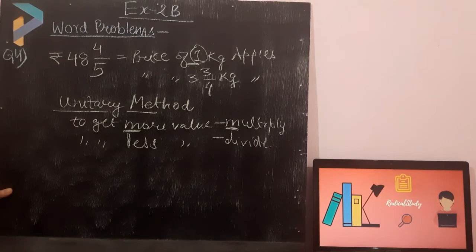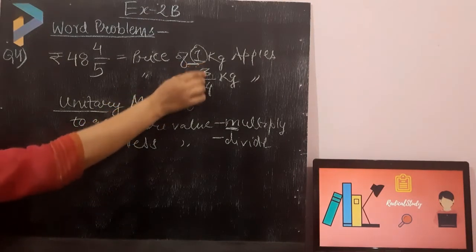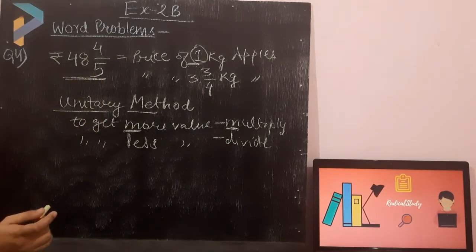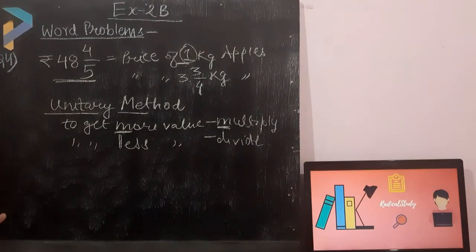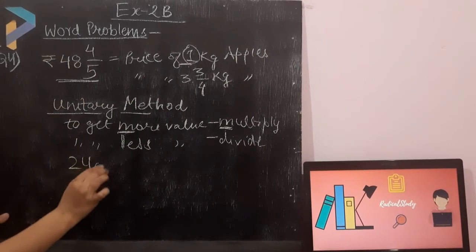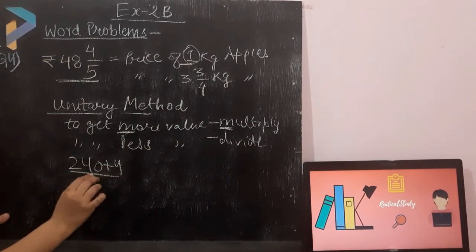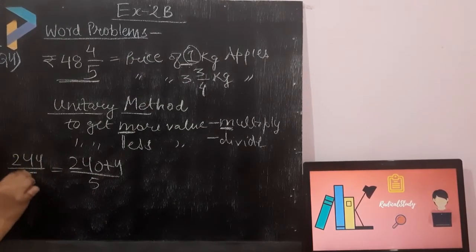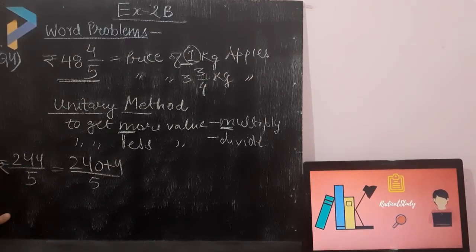We have to multiply. So the price of 3 upon 4, as I told you, this is a mixed fraction, so we have to convert it into an improper fraction. Okay students, I am converting it for you. Please pay attention. 5 multiplied by 48 is 240. So 240 plus 4 upon 5 will be 244 upon 5. So the price of 1 kg apple is rupees 244 upon 5.